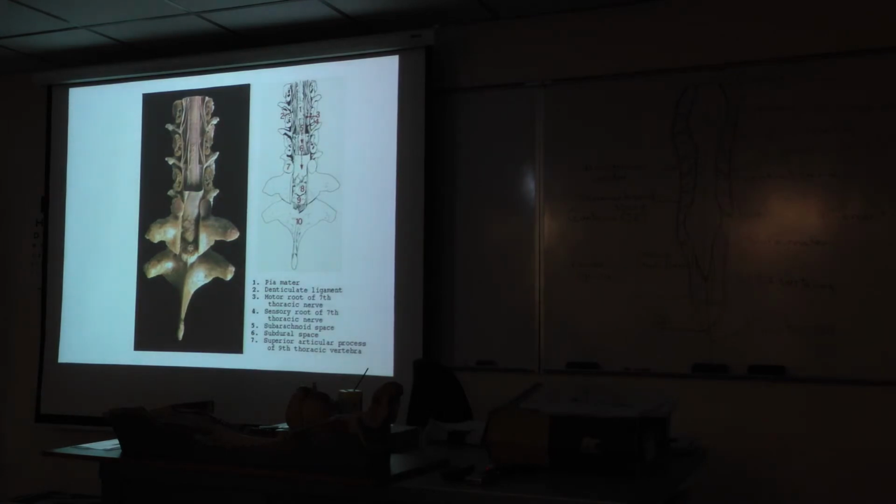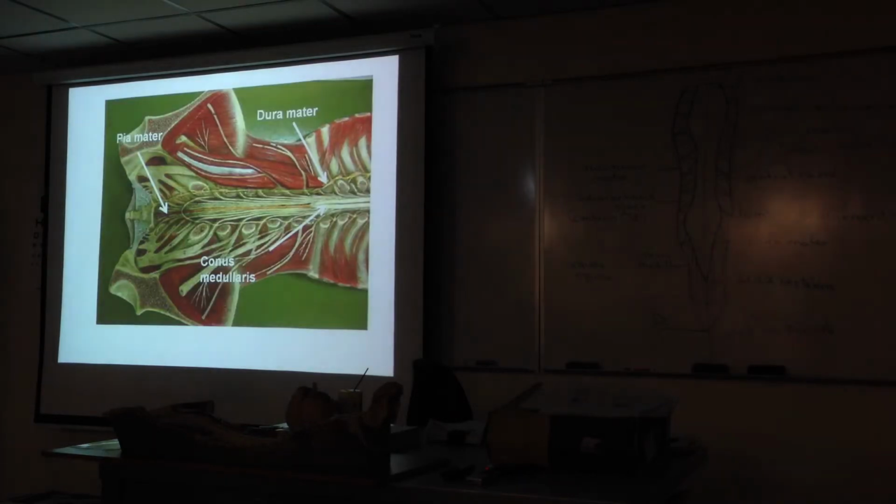A real spinal cord with the dura mater opened up, and you can see the spinal cord structures here. The spinal cord is actually about the diameter of my thumb in its widest area, smaller in the neck, in the cervical region.